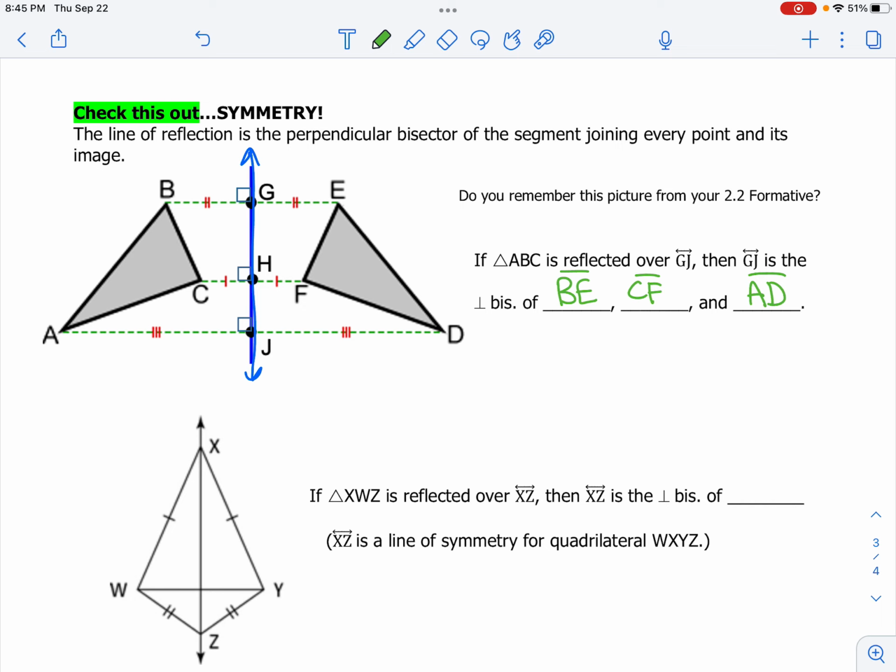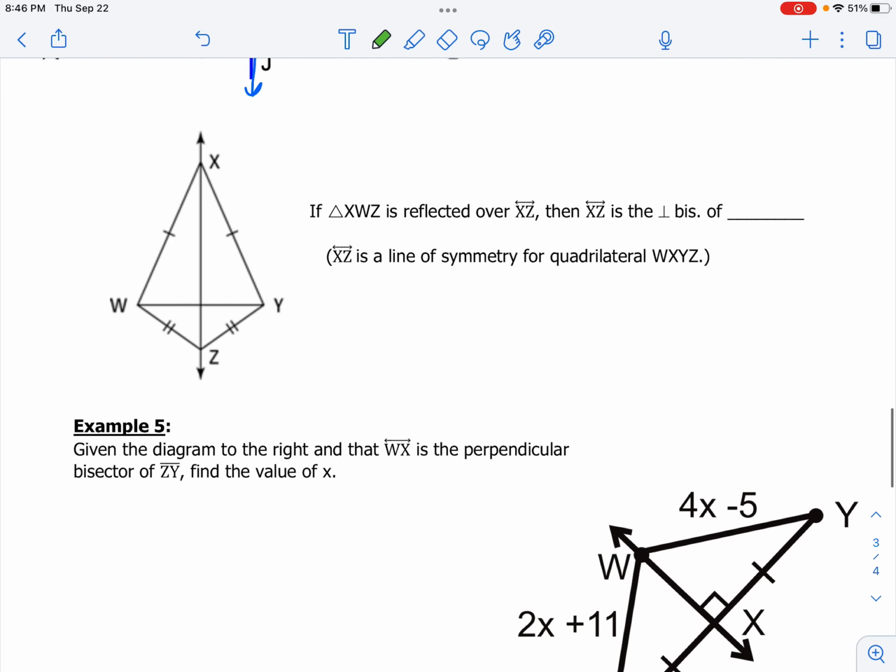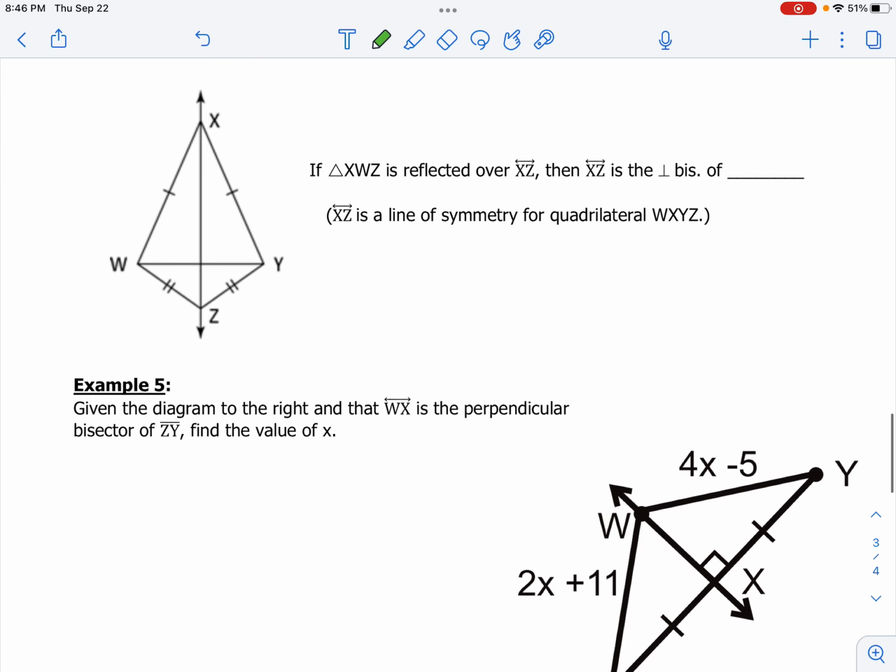So that's just another way to look at the perpendicular bisector. And because I know everything that we're going to do this year, here's a picture that's going to show up in other chapters as well.